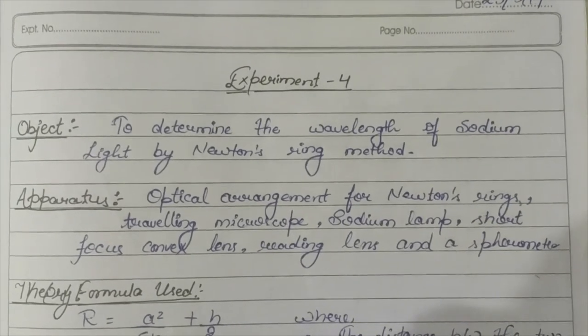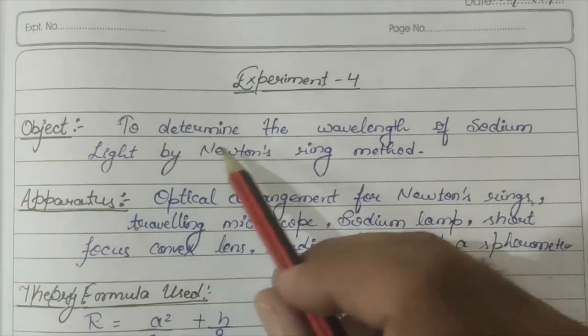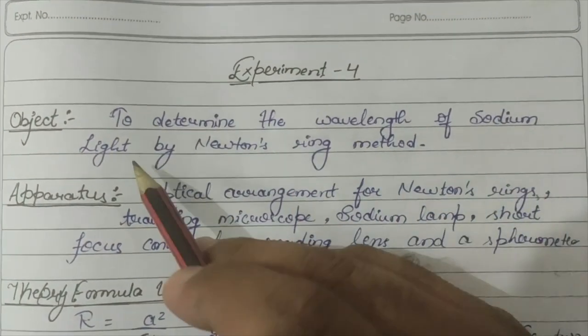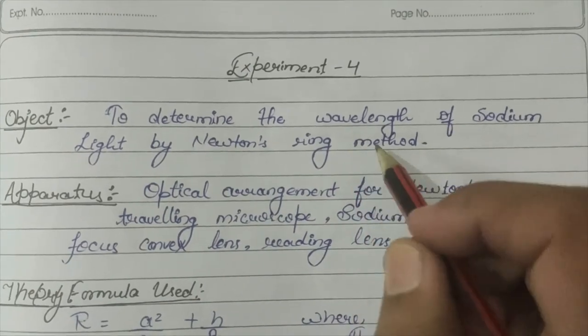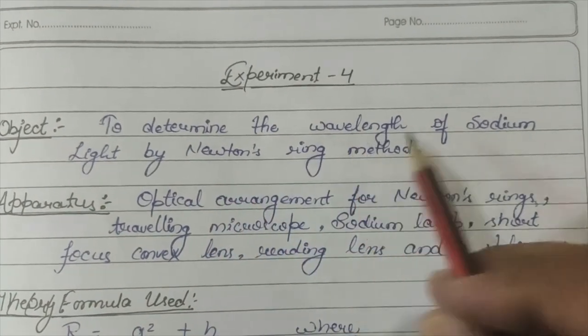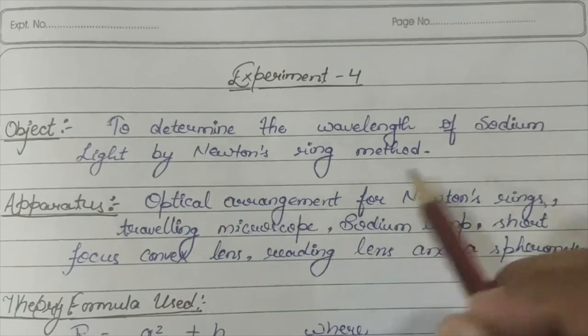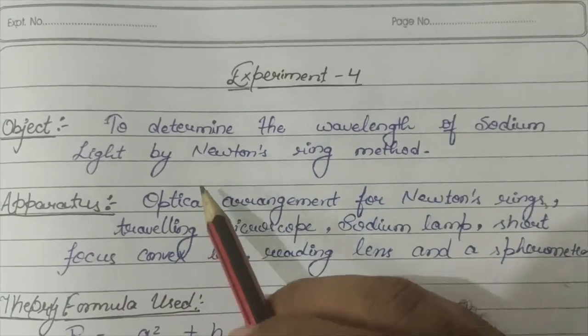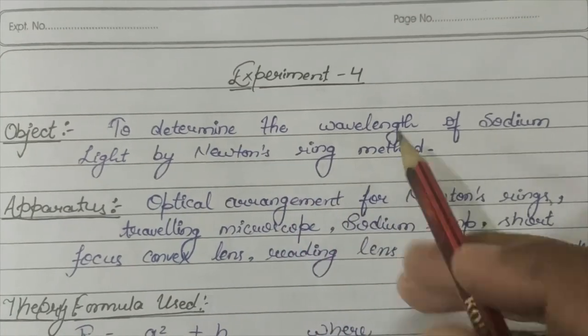The experiment which I'm going to perform today is to determine the wavelength of sodium light by Newton's ring method. So what I have to do is determine the wavelength of the sodium light, which is a monochromatic light, by Newton's ring method.